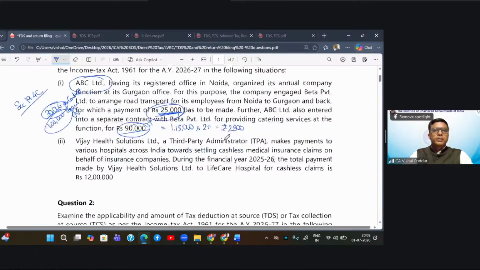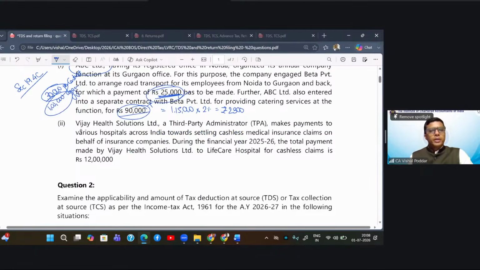Okay, let us proceed. Next, Vijay Health Solutions, a TPA, makes payment to various hospitals across India towards settling cashless medical claims on behalf of insurance companies. During the financial year, the total payment made by Vijay Health Solutions to the Life Care Hospital is 12 lakhs. Students, which section? D. Why D, Vishakha? What is covered in D, Vishakha?